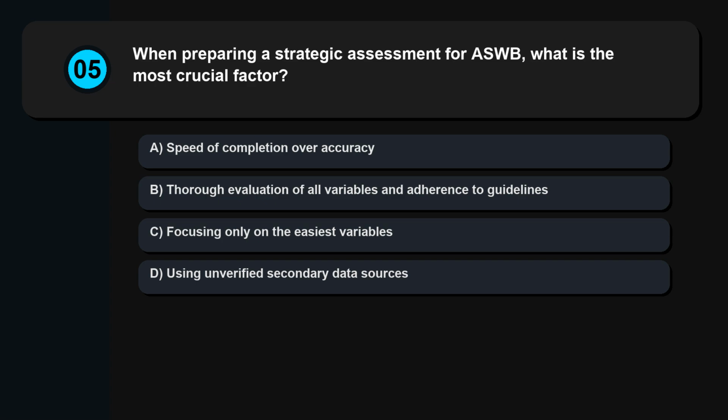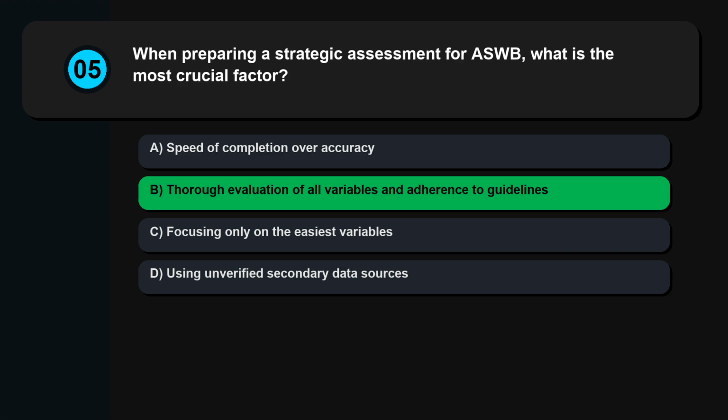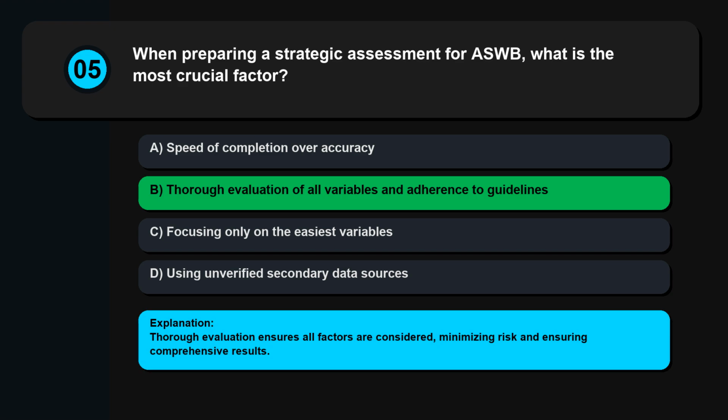Question 5. When preparing a strategic assessment for ASWB, what is the most crucial factor? Speed of completion over accuracy, thorough evaluation of all variables and adherence to guidelines, focusing only on the easiest variables, using unverified secondary data sources. Thorough evaluation ensures all factors are considered, minimizing risk and ensuring comprehensive results.